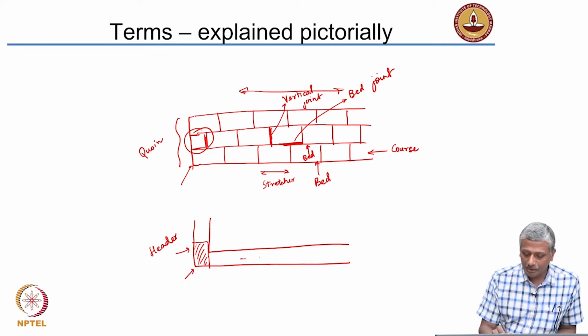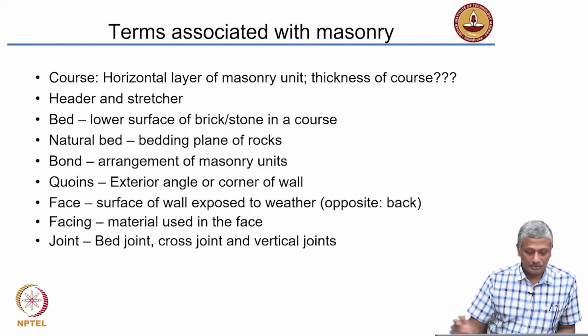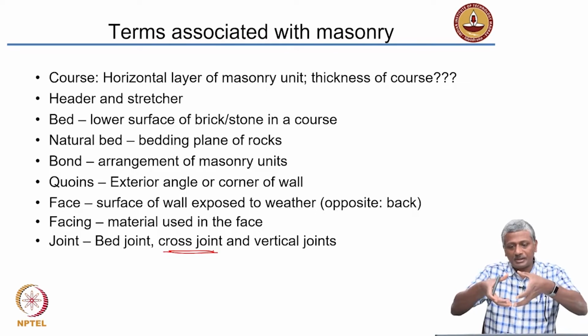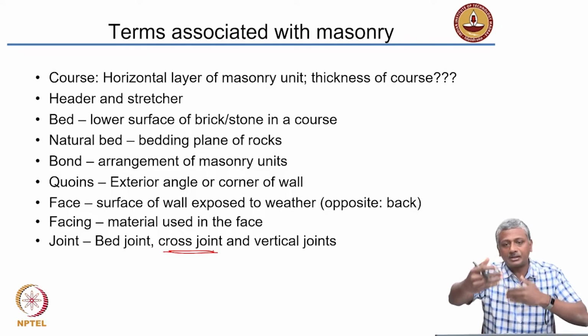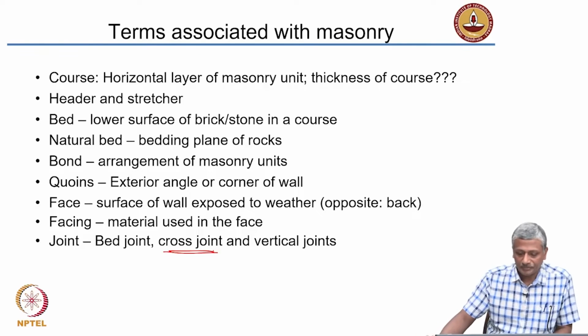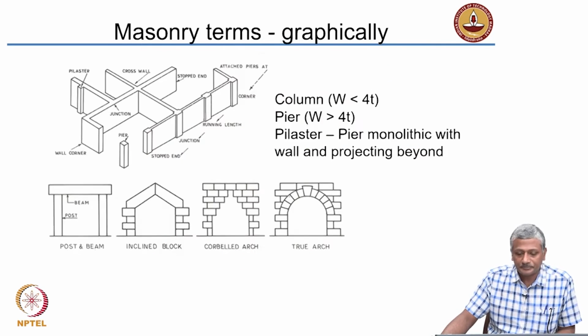And of course, if there are two layers of bricks in the wall, then apart from the vertical joints, you also have cross joints between the bricks. You have cross joints between two bricks. So, two bricks are stuck together like this, then along the length they are stuck together, that's the vertical joint, and then under the bricks is the bed joint. Okay. So, those are the different terms which are explained pictorially here.